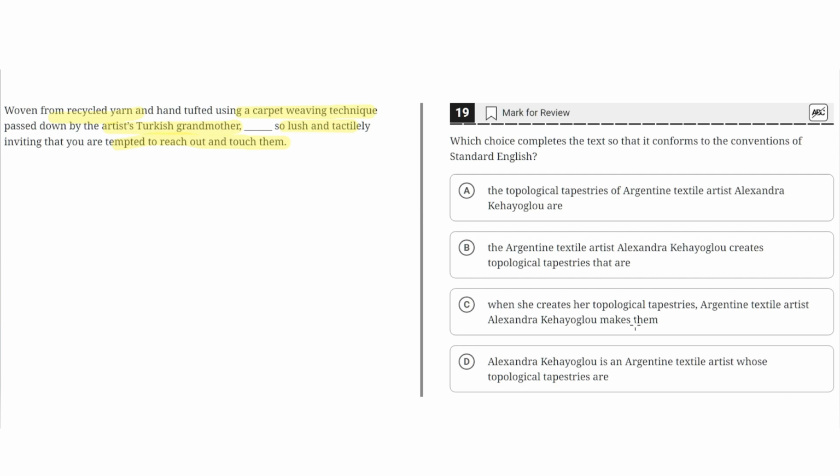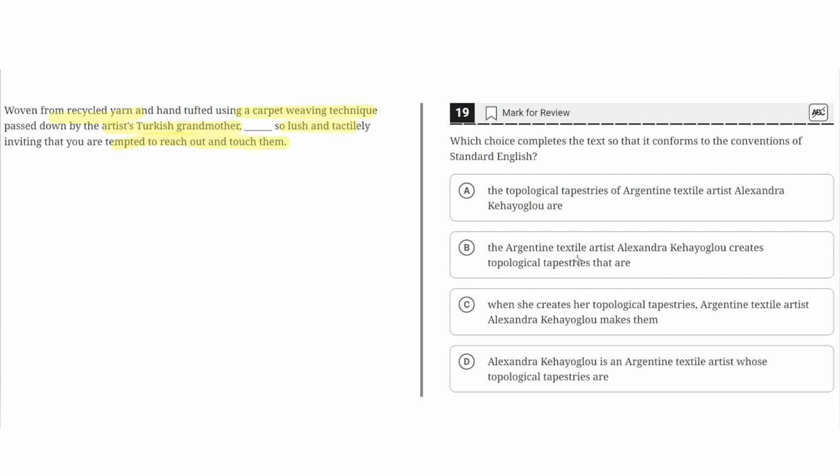So option A says, the topological tapestries of Argentine textile artist Alexandra Kiyohoglu are. So this seems to be the correct answer, because the first phrase is describing these tapestries, which are woven from recycled yarn and hand tufted using a carpet weaving technique. So A seems to be the correct answer.